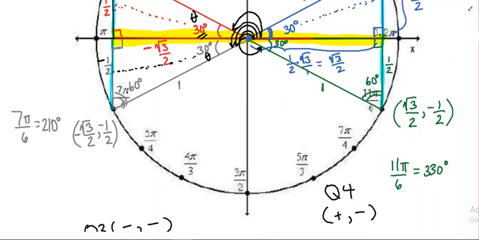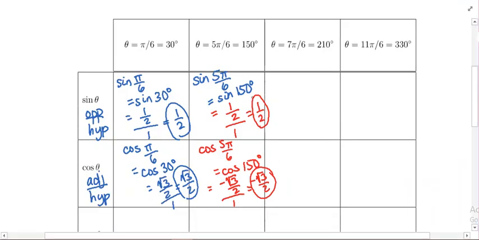So here, the sine of 7 pi over 6, which is the sine of 210 degrees, is going to be negative 1/2 over 1. So the answer here will be negative 1/2. Do the same thing for your cosine.